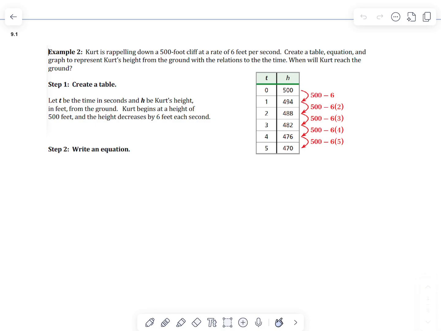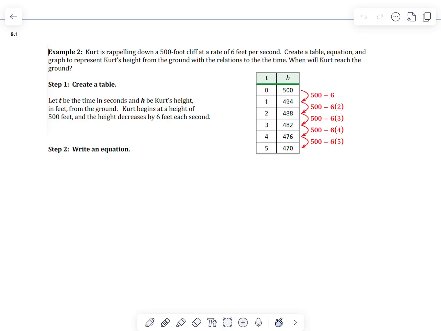Example 2. Kurt is rappelling down a 500-foot cliff at a rate of 6 feet per second. We want to create a table, an equation, and a graph to represent Kurt's height from the ground in relation to time. And then we want to answer this question: when will Kurt reach the ground?